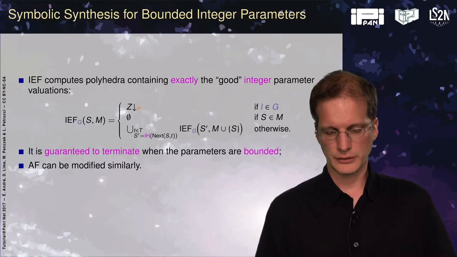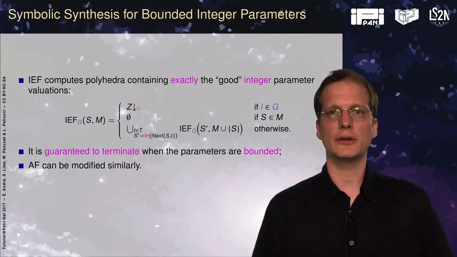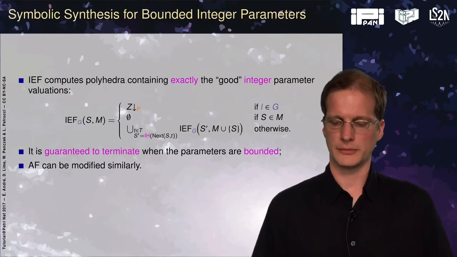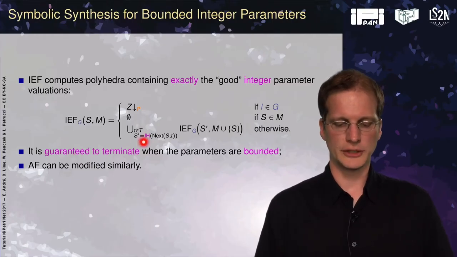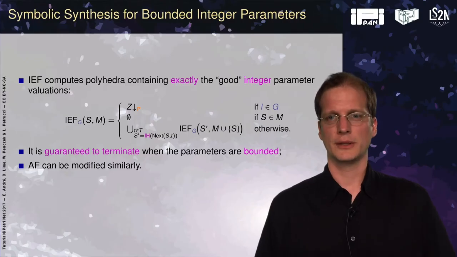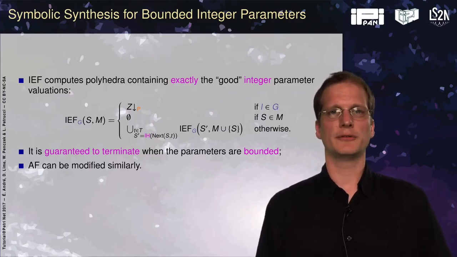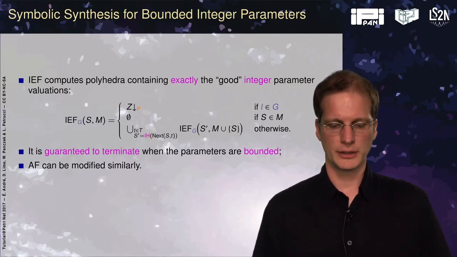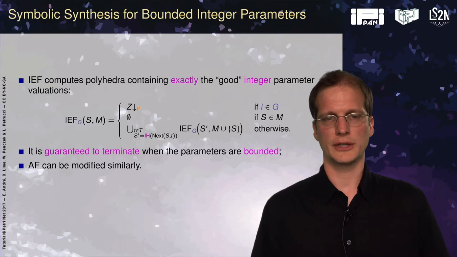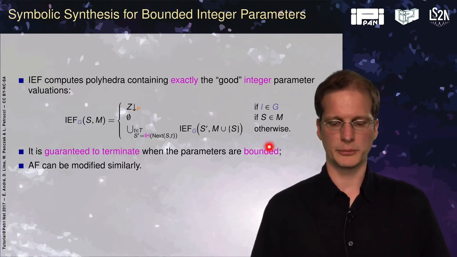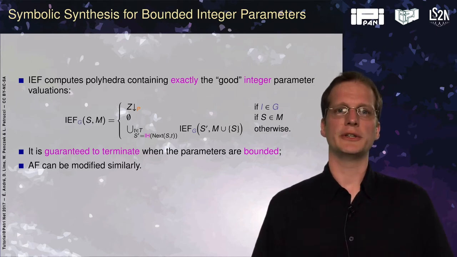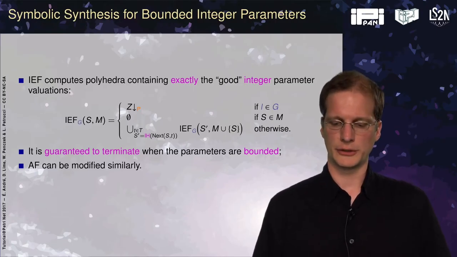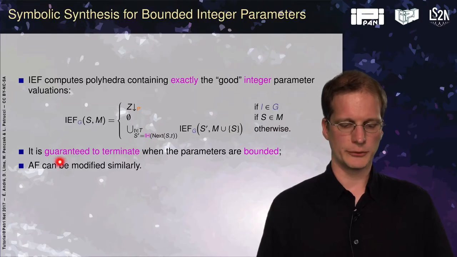Here, instead of computing the successors of my state class or my zone, I will just compute the integer hull of this successor. And then we can prove that if the parameters are bounded, we have a finite number of such polyhedra, and we can prove that the new algorithm is guaranteed to terminate, and it will give exactly the integer parameter evaluations. And then we can do the same for AF.